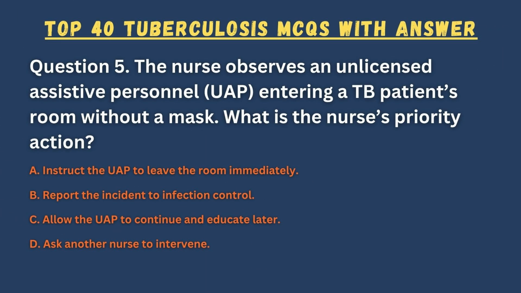Question 5. The nurse observes an unlicensed assistive personnel, UAP, entering a TB patient's room without a mask. What is the nurse's priority action? A. Instruct the UAP to leave the room immediately. B. Report the incident to infection control. C. Allow the UAP to continue and educate later. D. Ask another nurse to intervene.